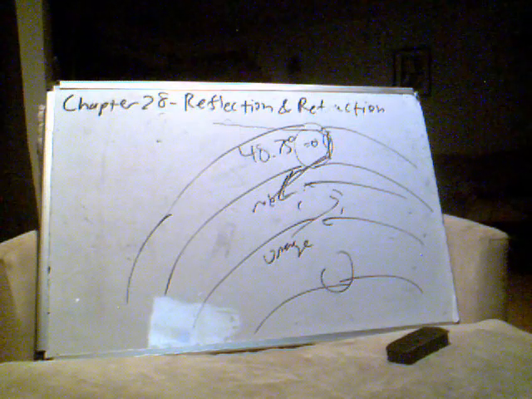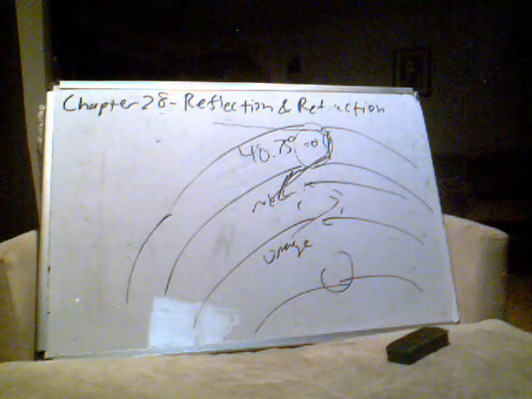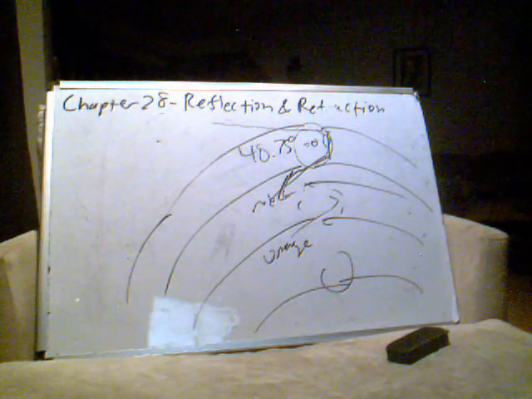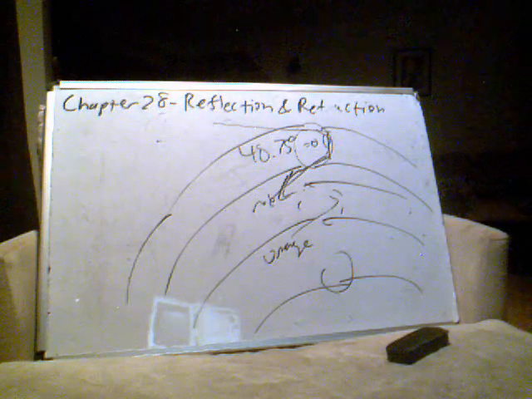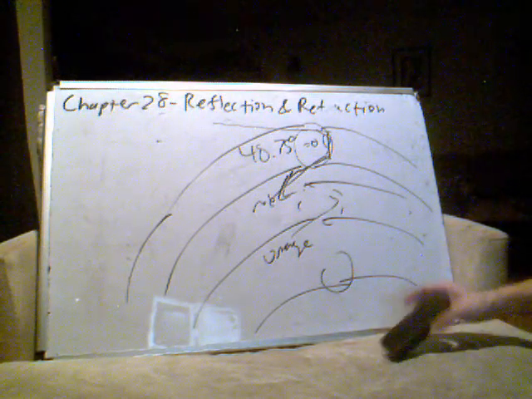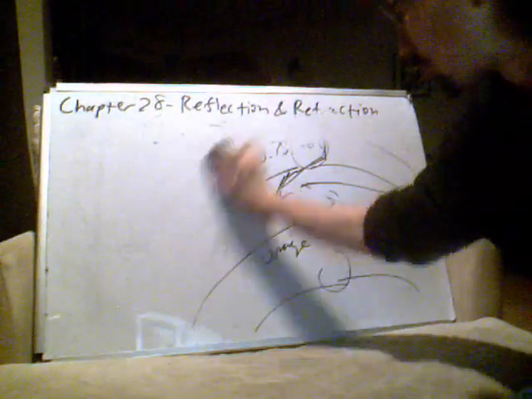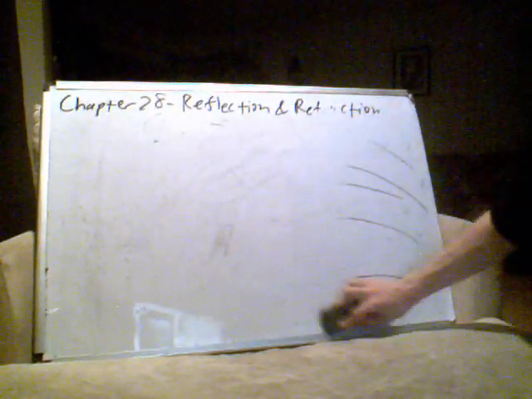Ta-da! In any case, we need total internal reflection in order to explain the phenomenon known as the rainbow.